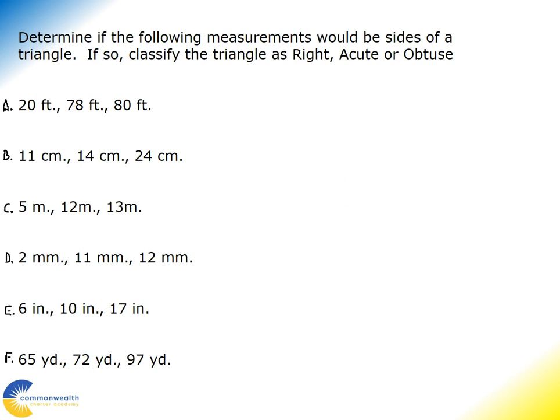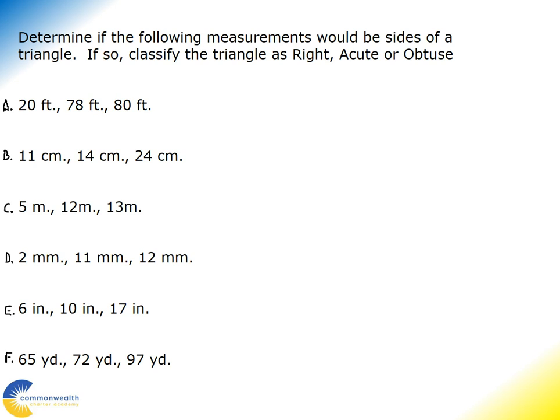In each of these questions, you're asked to determine if the following measures could be the sides of a triangle. If so, classify the triangle as right, acute, or obtuse. So there are two questions here. First of all, are they the sides of a triangle? Which means that I have to make sure that if I add two of the sides together, I'm getting a value that's more than the third side. And usually it's best to choose the two smaller measurements and then see if they add up to be bigger than the bigger side. That's typically the way to go about doing that.